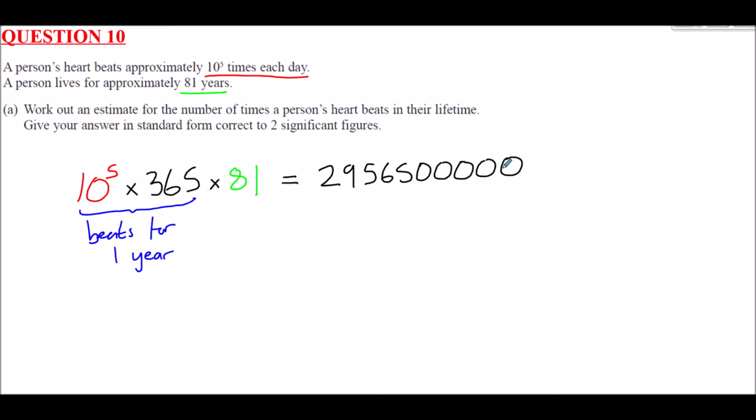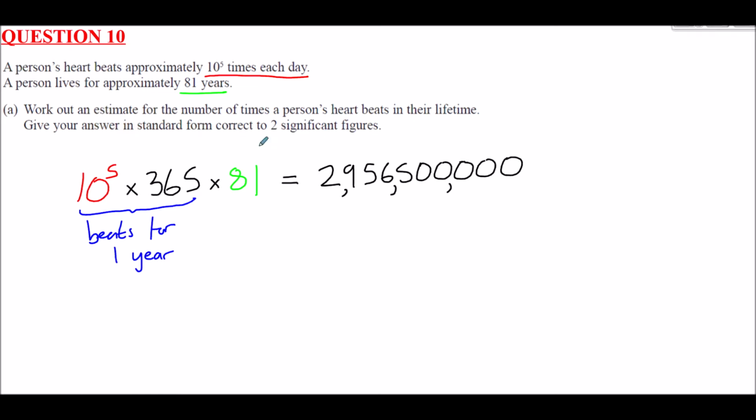You punctuate a number every third digit in from the decimal point, you punctuate with a comma, and this separates it into thousands, millions, billions, and trillions. 1, 2, 3, comma, another 1, 2, 3, then a comma, then another 1, 2, 3, and then a comma. So these are the hundreds and less, thousands, millions, and finally billions. So this is about 3 billion times in a lifetime your heart will beat. 2,956,500,000 times, approximately.